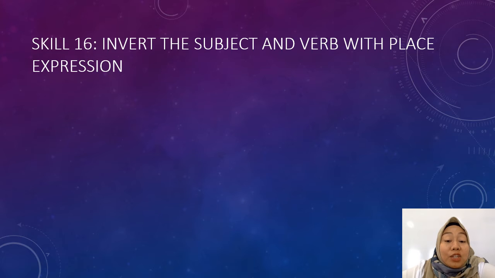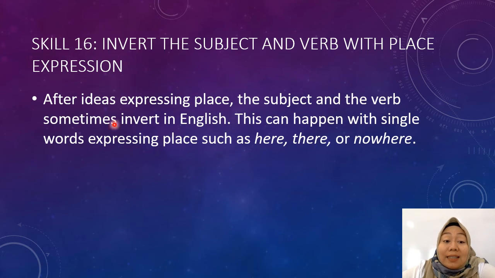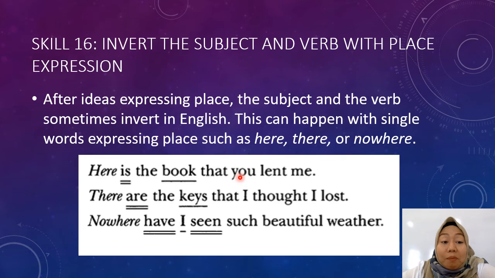All right, let's continue to the next skill, which is skill 16, invert the subject and verb with place expressions. So, after ideas expressing place, the subject and the verb sometimes invert in English. This can happen with single words expressing place such as here, there, or nowhere. So if we have here, there, or nowhere, the subject and verb are inverted. Let's take a look at the example.